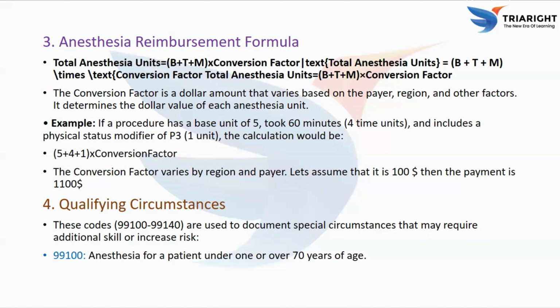And modifier unit. It is added based upon the patient's health condition. It also comes from the ASA physical status P modifiers. So a P3 patient has 1 modifier unit.